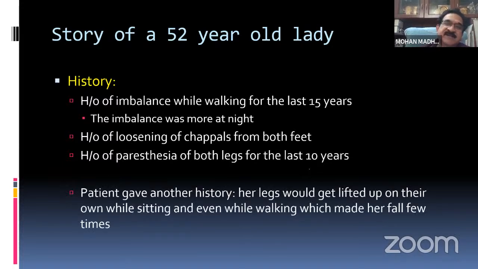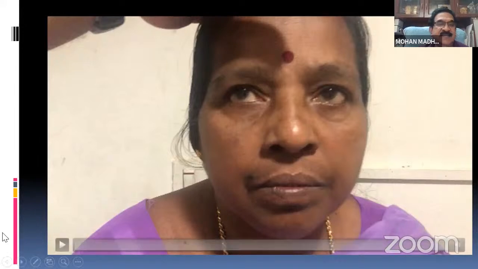And the patient gave another interesting story. Her legs will get lifted up on their own while sitting, or even while walking, sometimes the feet get lifted up, which made her fall a few times. So it's something like a sensory ataxia, but she also gives this particular funny complaint. Let us see this lady now.